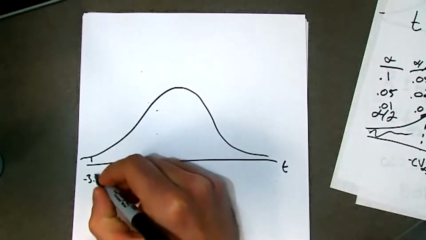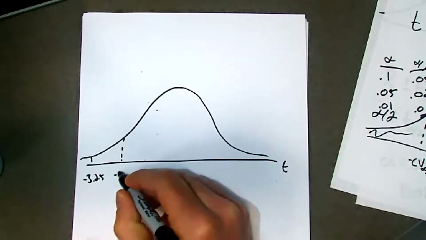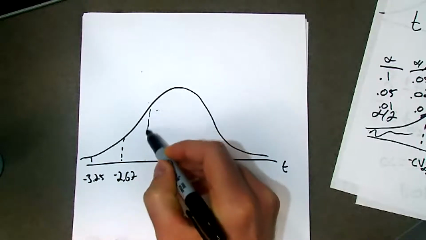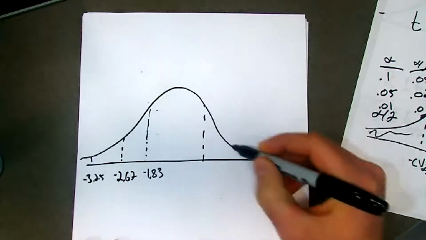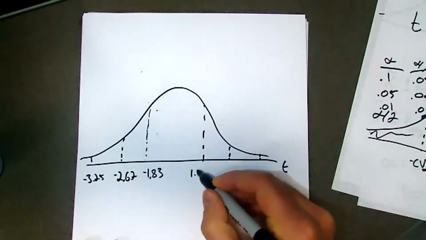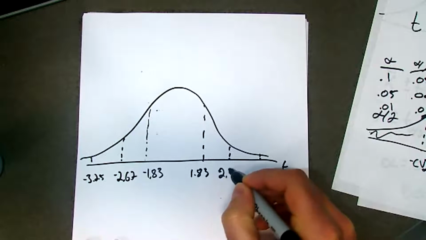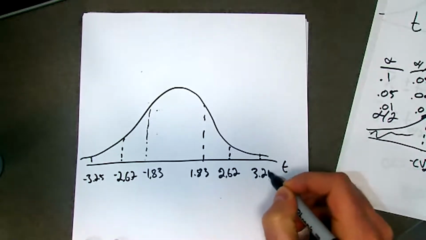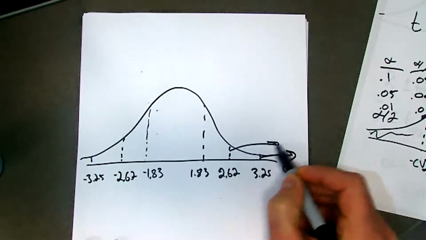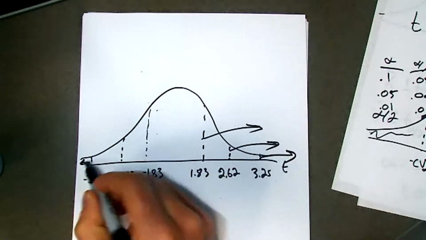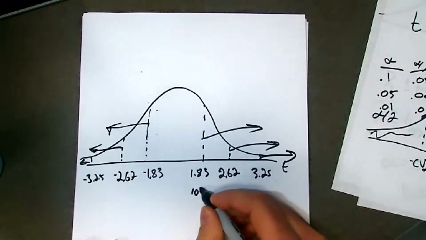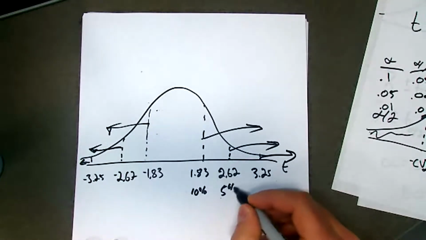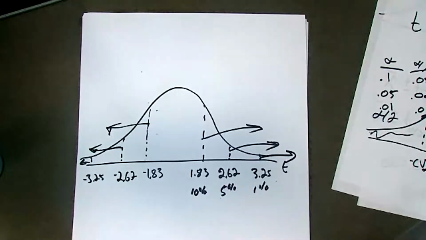This is what, negative 3.25, negative 2.62, negative 1.83, and then we'd have the same values on the other side. So 1.83, 2.62, and 3.25. We could think about where our rejection regions are, kind of drawing these arrows into the tails. And just as a reminder, these corresponded to the alpha of 10%, 5%, and the 1% level. Okay. So we've got all our rejection regions drawn out.